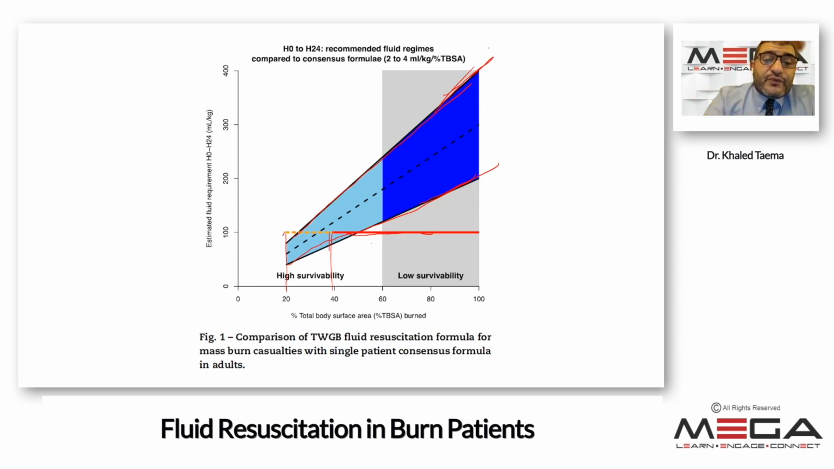So it seems that in the range of 25 to 50% burn, this fixed formula matched the use of the Parkland and modified Brooke formula. However, if the burn area was less than 25%, there was a slight over-resuscitation, and if it's more than 50%, there is a slight under-resuscitation. Of course, when it's more than 60% burn, there was a large degree of under-resuscitation.